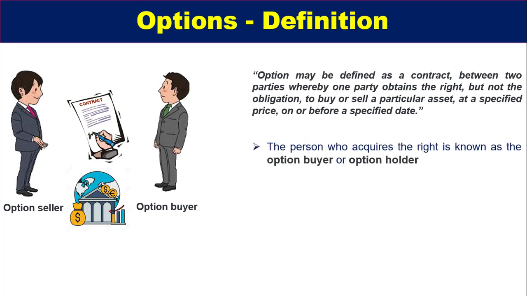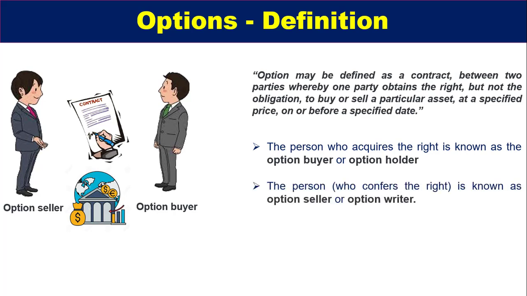So here the person who acquires the right is known as the option buyer or option holder. The second person who confers the right is known as the option seller or option writer.